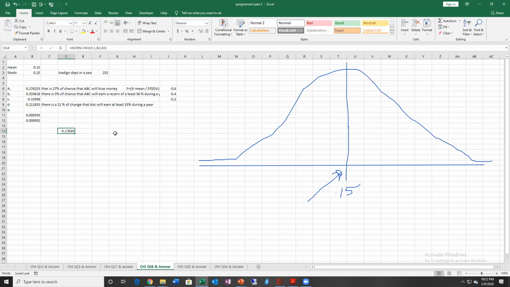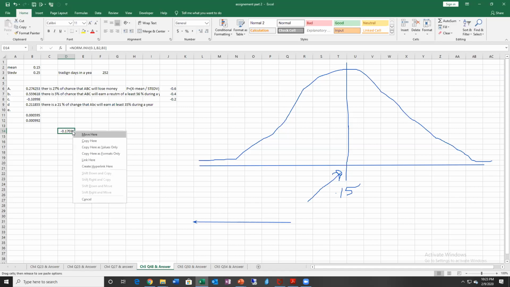Which one are we on? See, there is a 10% chance that ABC will earn a return of less than or equal to what value during the year. Okay, so if I look at this, of less than or equal to, immediately I'm going to just draw an arrow. Less than or equal to would be this way, right? Correct. All right, so a 10% chance that it will earn, I hate the way they worded this question. I know this one, so I'm trying to make sure I word it correctly for you.